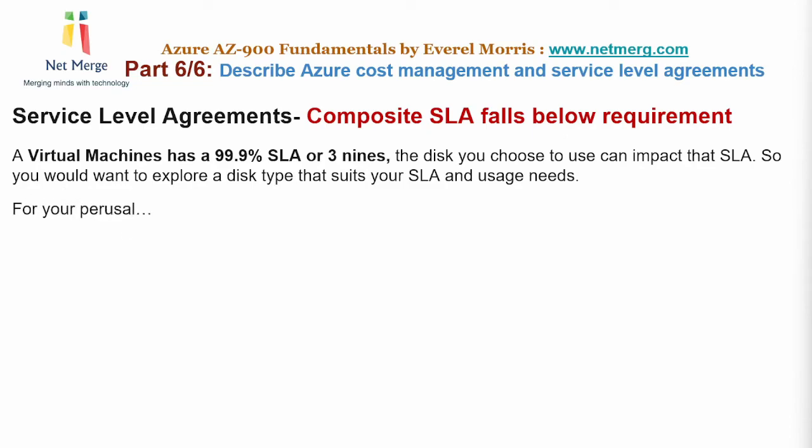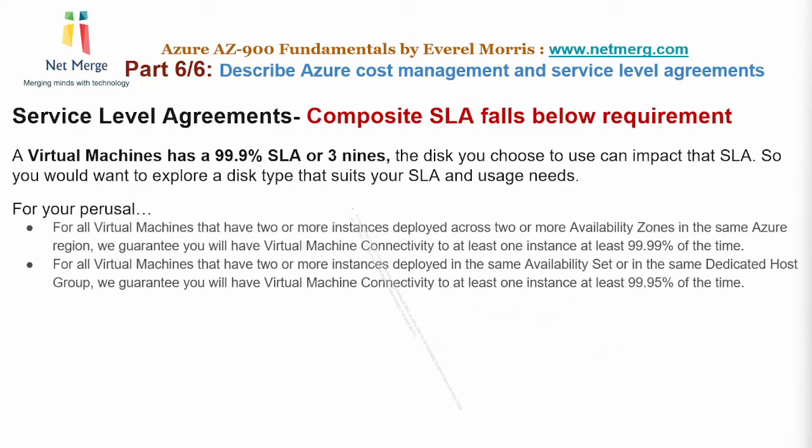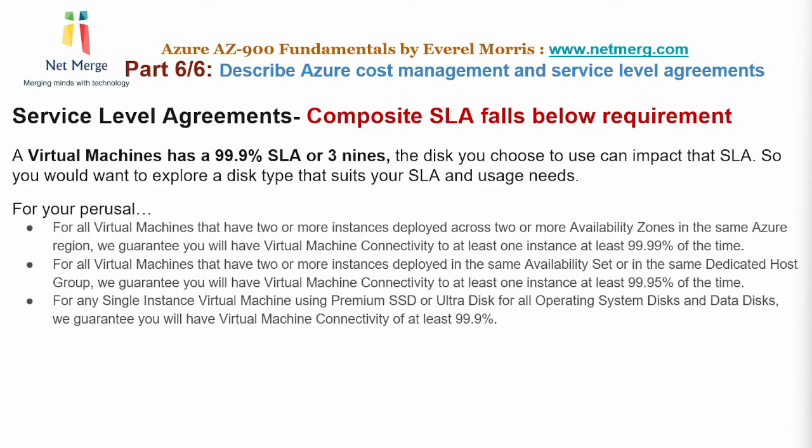All right, so for your perusal, I'm going to give you a list of composite SLAs with virtual machine and connectivity. I'm not going to focus on them except for the third one. I just want to draw your attention to something that is a little questionable. It says for any single instance virtual machine using premium SSD or ultra disk for all operating system disk and data disk, we guarantee you will have virtual machine connectivity of 99.9% or 3 nines.